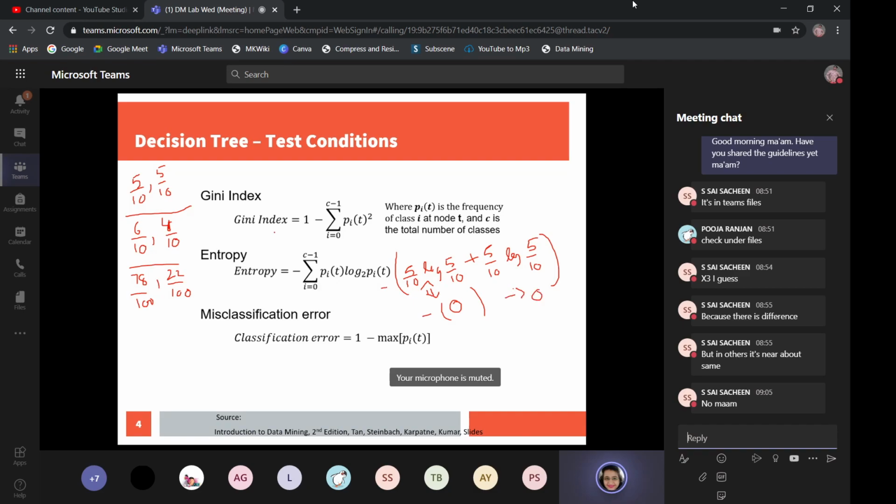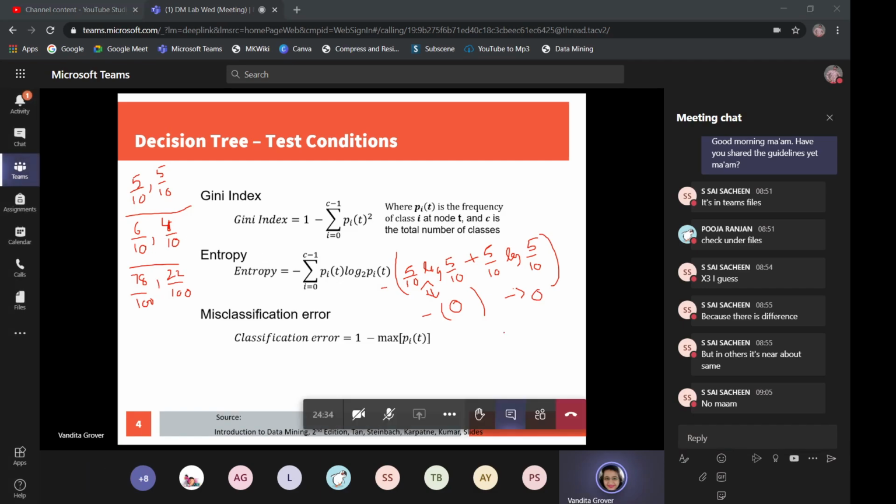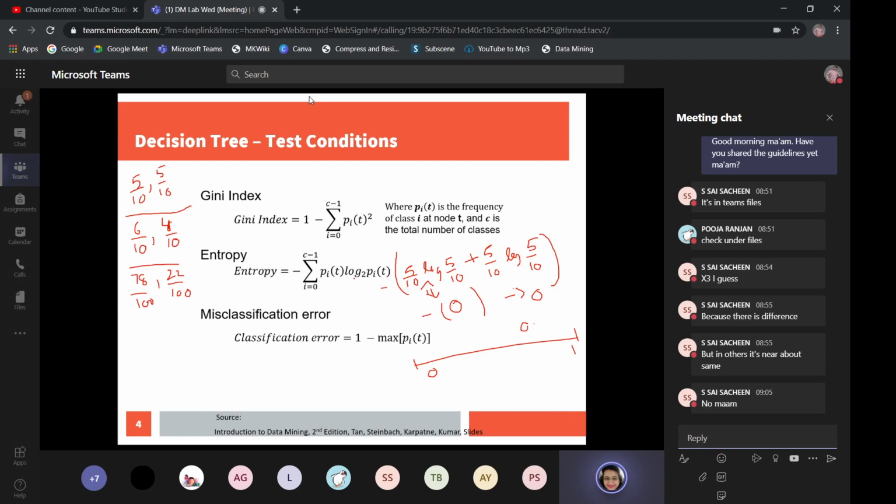So when you are saying that you have 6 by 10, 4 by 10, it will be slightly greater than 0. Basically, on a scale of 0 to 1, when you are computing the log, the value inside of this bracket is a negative value. So negative and negative will become positive. So what is happening is, if you have less purity and you have 50-50 distribution, it will be tending towards 0, and if you have more purity, it will be tending towards 1. We will do those computations.